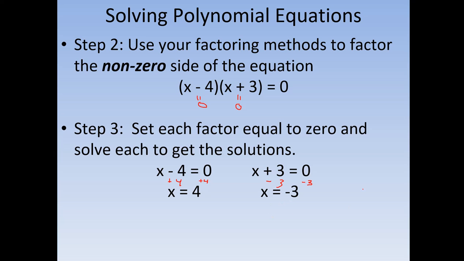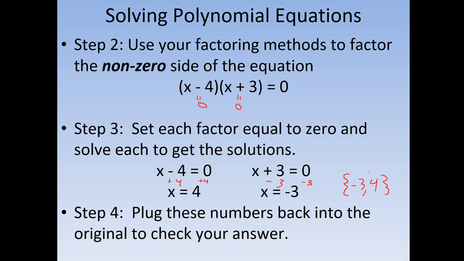So my solutions would actually be written like this. We would use these curly brackets and we'd write negative 3, 4. In standard form, you usually put the smallest or negative number on the left and then the positive bigger number on the right. One thing to note, because these are quadratics, we end up getting 2 solutions. So that's important. You should pretty much always get 2 solutions unless the solutions are the same number, which you might see a few times.